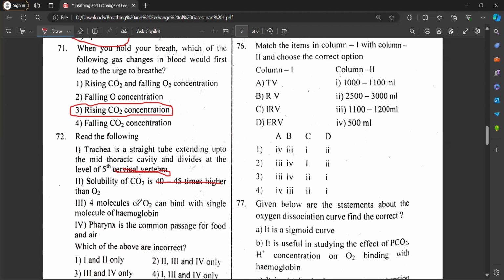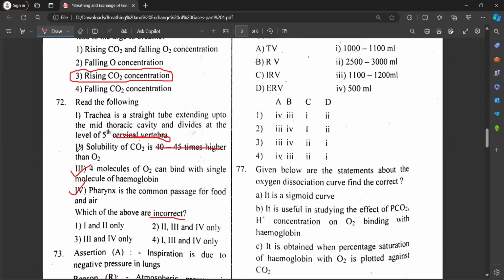4 molecules of oxygen can bind with single molecule of hemoglobin. Yes, the statement is true. Pharynx is a common passage of food and air. Yes, this statement is too correct. Therefore, which of the above are, here be careful, they asked incorrect. Incorrect statements are 1 and 2 only.